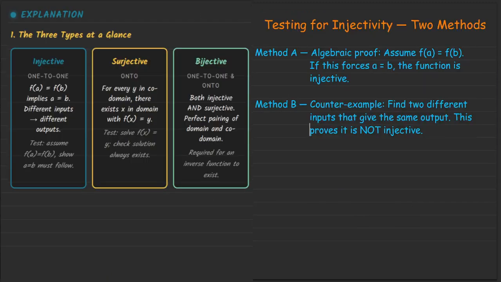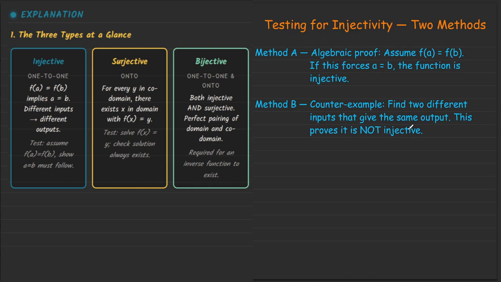So with all these done, we now want to look at how we can test whether a function is injective or surjective. And then we solve some questions. So there are basically 2 methods. If you want to test if a function is injective, all you need to do is to assume that f of a is equal to f of b. If you make that assumption, then you can now solve and prove that a is equal to b. If you're able to prove that a is equal to b, then your function is what? Injective. Another method is to find any 2 different inputs that give the same output. If you are able to do that, you have proved that it is not injective.